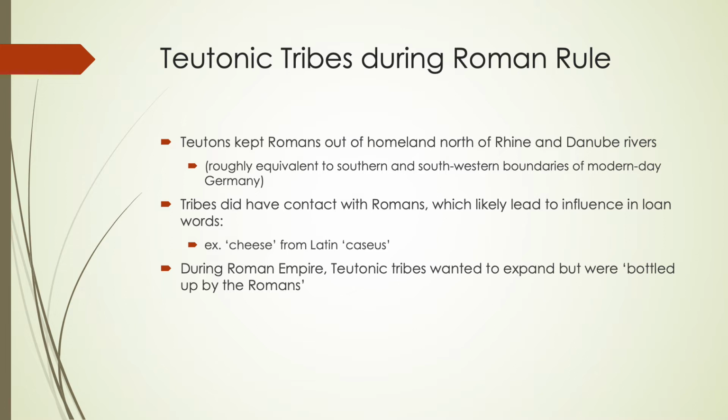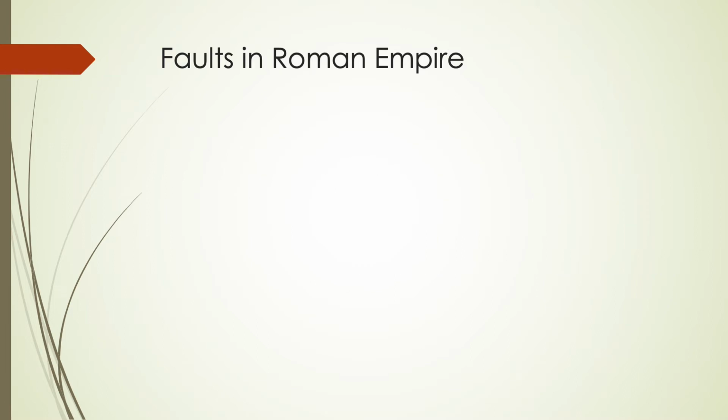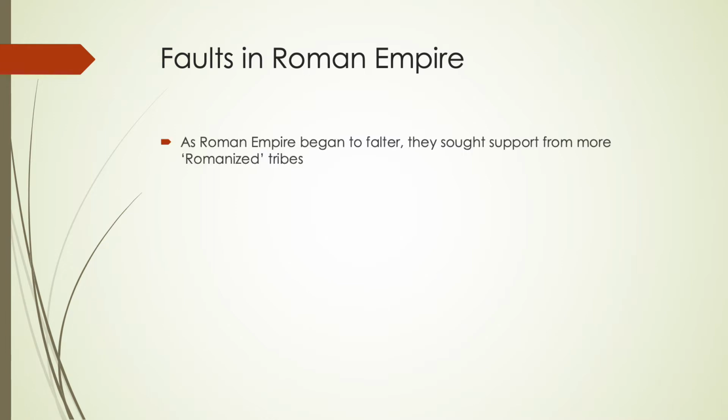The Romans had a pretty robust empire, and they had a lot of control over the lands that they had taken over for a very large period of time. But over time, some of these faults in the Roman Empire began to start showing, and so as they started to falter, they were sort of seeking support from other more Romanized tribes that they had in their empire, and some of them had sort of imperial ambitions themselves.